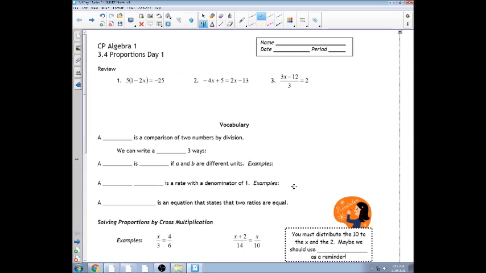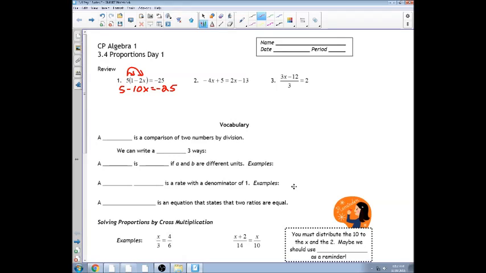Alright, let's see how you did. Number 1, the first step is we're going to look in the parentheses, see if we can do anything. Well, 1 minus 2x, there is nothing we can do. So we're going to go ahead and distribute the 5. That would give me 5 minus 10x is equal to negative 25.